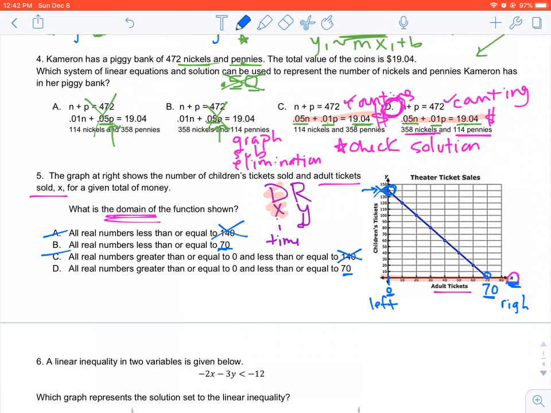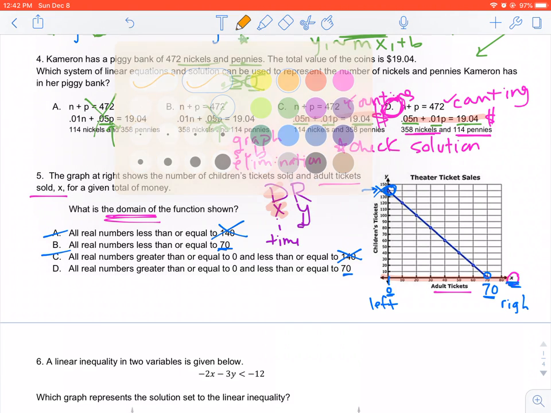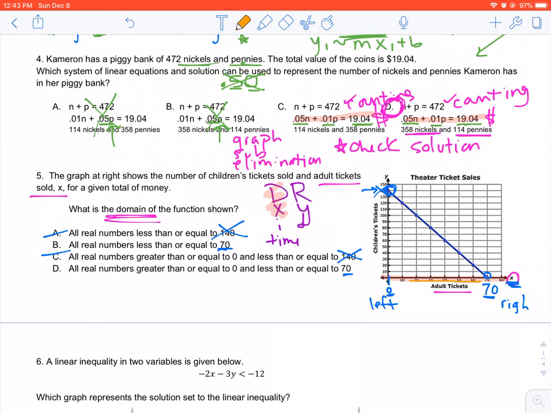So what's the difference? Choice B says all real numbers less than or equal to 70. If you choose that one, that means from 70, and then we can keep going to the left, and that is not true. Our graph stops here at 0, so B is incorrect. Choice D says all real numbers greater than or equal to 0. So what that means is that we're going bigger than 0 and less than or equal to 70. And so that means from 70 we go down. And that's exactly what we have. We have all of these numbers down there. Choice D is correct.